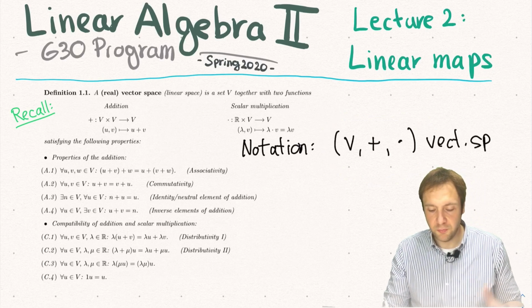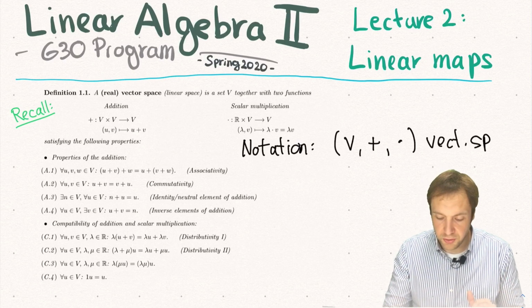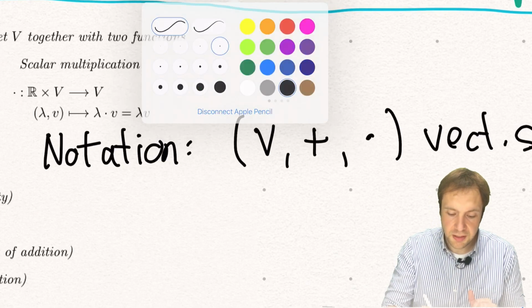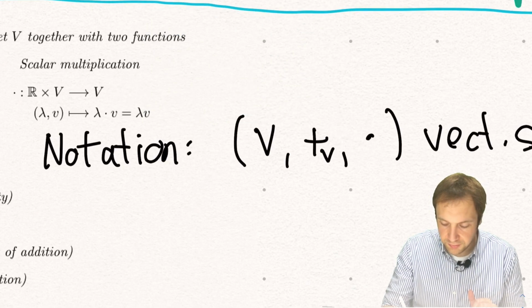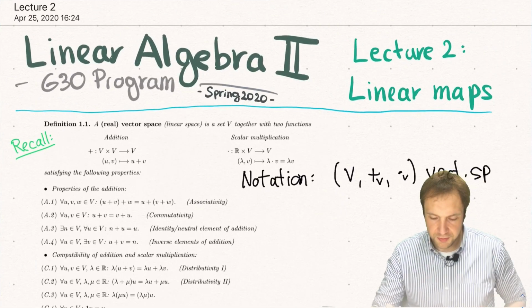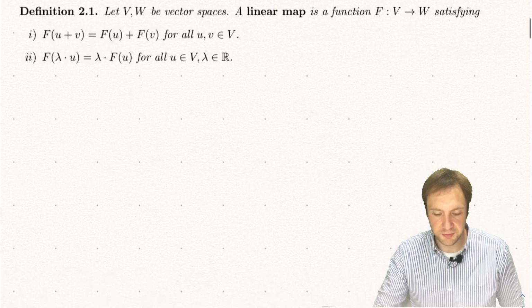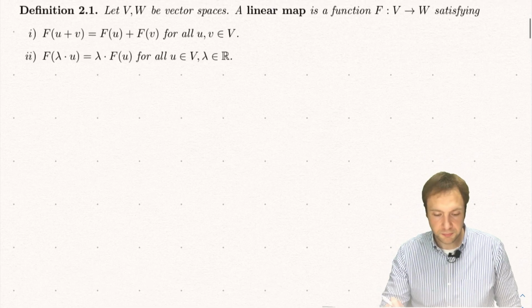And sometimes if we have different vector spaces, to really make sure that we know which addition and scalar multiplication we mean, we also write a small v on the bottom right. Okay, so with this, let's go directly to the definition of a linear map.